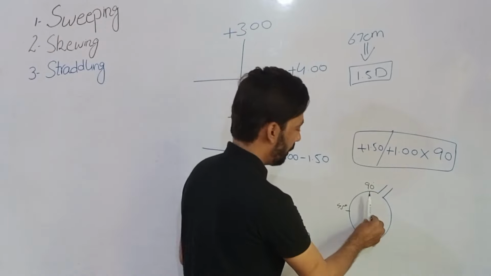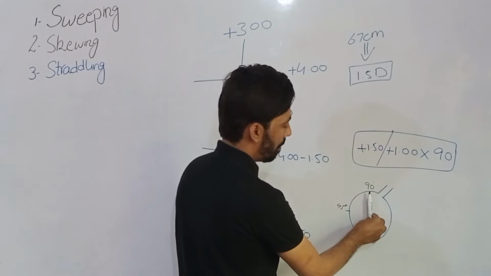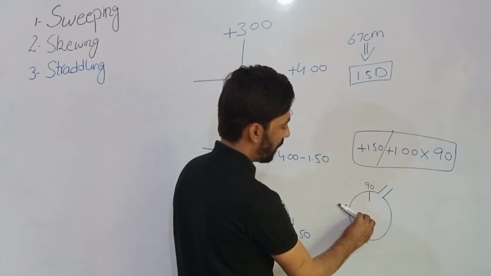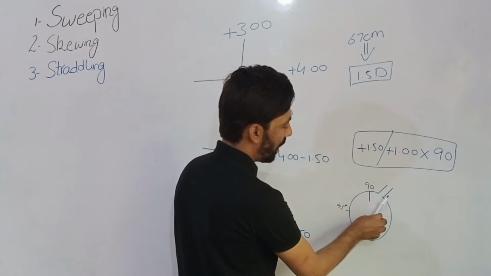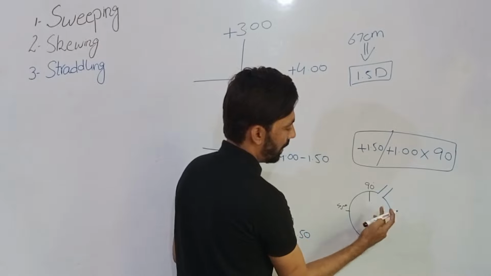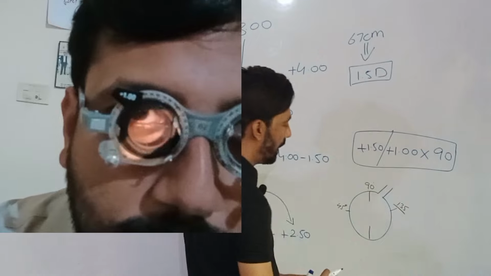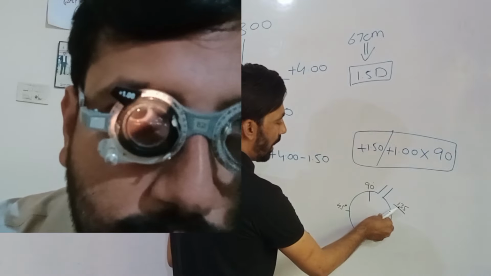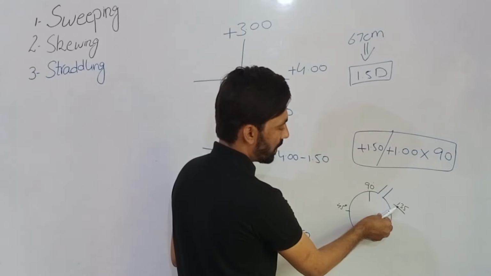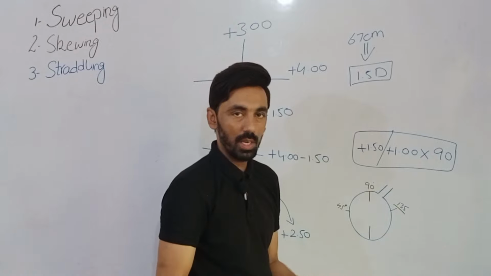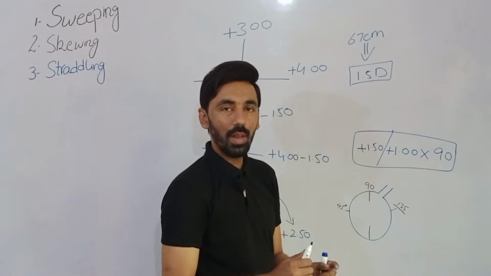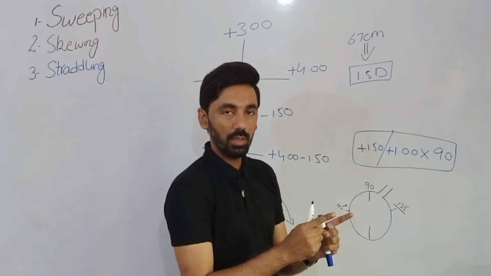And now again, I will move my streak from 45 degree to 45 degree apart from 90 degree in the other direction, which is, you know, that 135 axis, right? And then when I put my streak at 135 axis, again I will check the thickness of the reflex inside the patient's pupil, right?